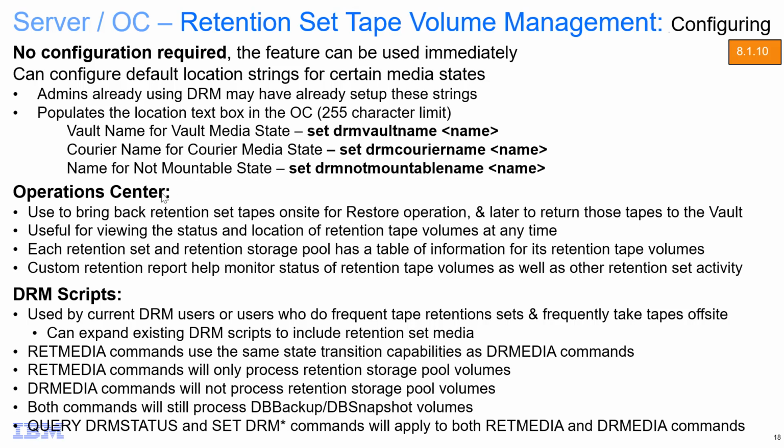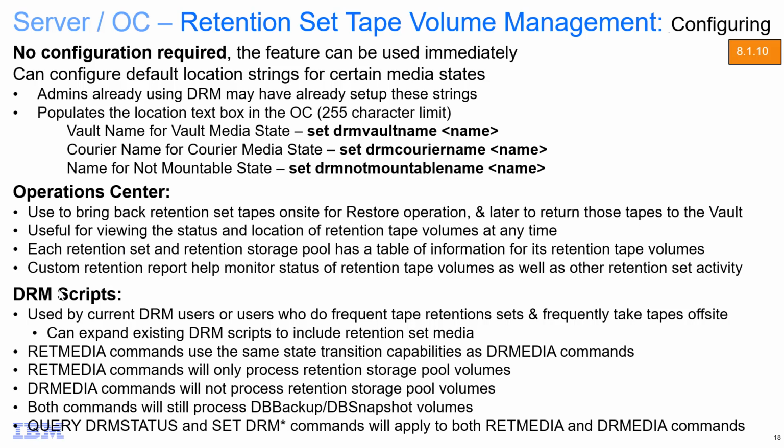Now from the Operations Center, you can use it to bring back the retention sets on site if you need to do a restore, and then to return those to the vault once the restore is complete. It's also useful for viewing the status and location of the retention tape volumes and which retention tape volumes, for instance, belong to which retention set. Of course, you can generate custom retention reports to help you understand the type of retention sets that are out there and for how long they're being kept and if any are about to expire.